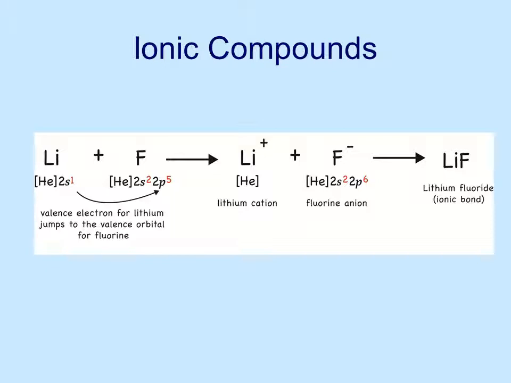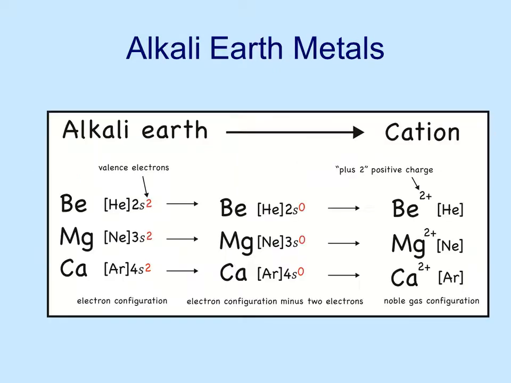Lithium forms a positive ion, fluorine forms an anion, the fluoride anion. The positive and the negative charges attract one another, so we have an ionic bond.